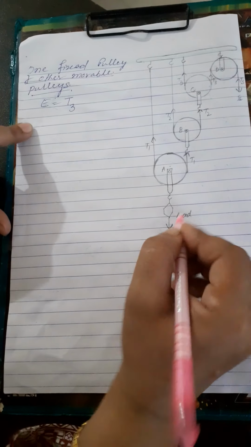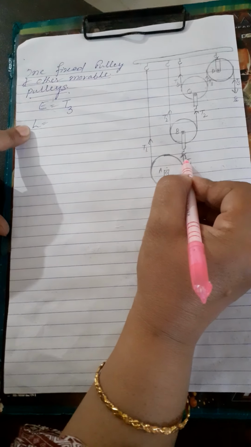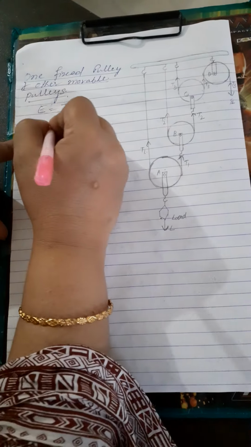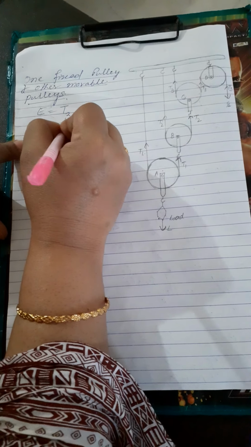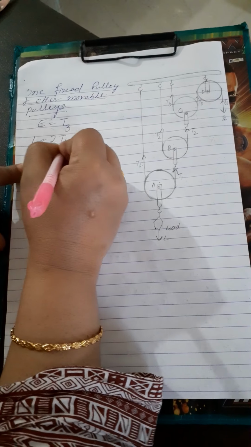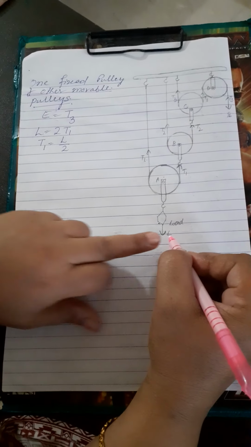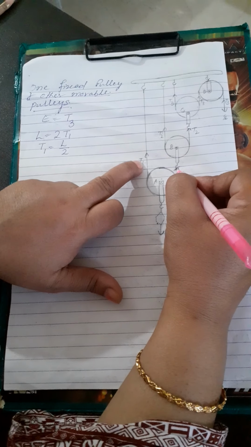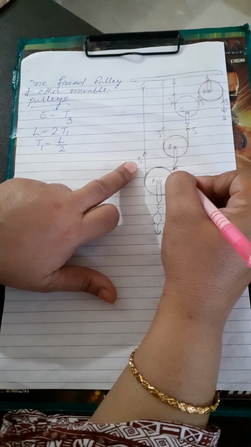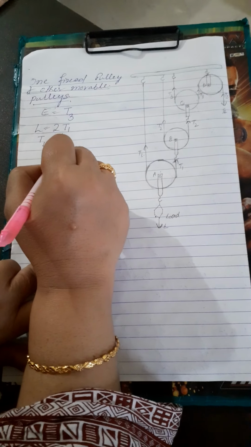Now beta, we have to find the value of L. What is L? L will be balanced by T1 plus T1, 2T1. So what will be the value of T1? T1 will be equal to L divided by 2. This L is balanced by these two tensions, 2 times T1. So beta, T1 will be equal to L divided by 2.